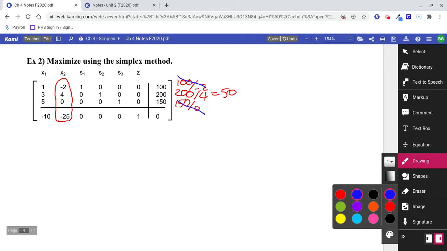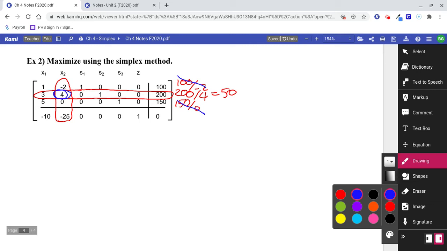I'm looking at 50. That is my pivot row right there. The number that I've circled twice is my pivot element, 4. That's the one I'm going to use. So let's do it. I'm going to knock out this negative 2 right here using the 4.